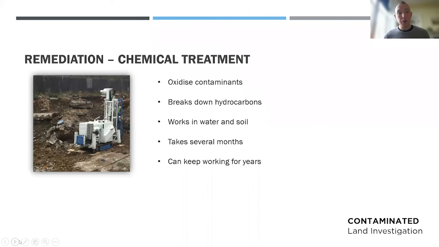One of the on-site alternatives would be chemical treatment. Chemical oxidation is the most common option. This uses hydrogen or calcium peroxide to react with hydrocarbons and break them down by creating water and carbon. This method will treat soil and water, but it just takes several months. It can require several treatment rounds and there is uncertainty about the results. But it will work for several months or even years in some cases.